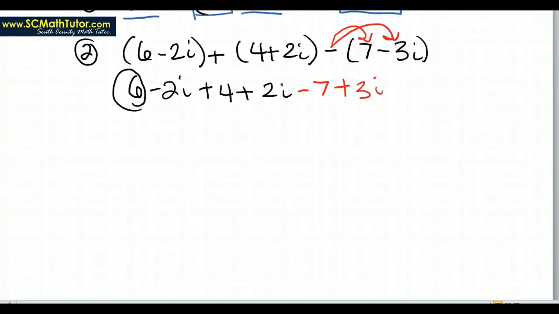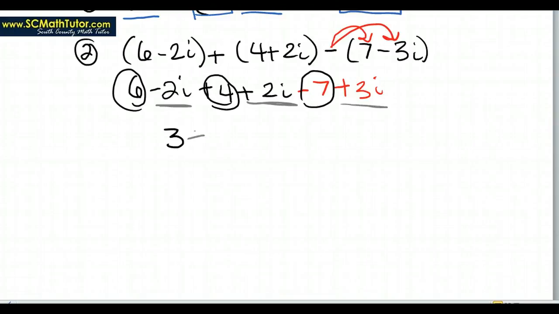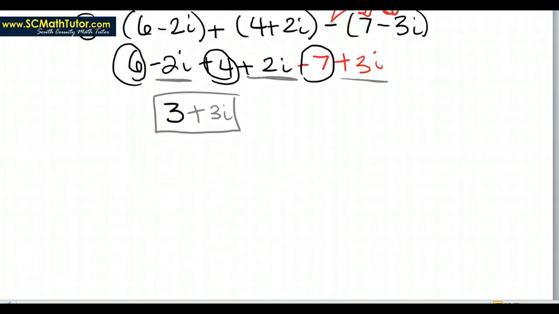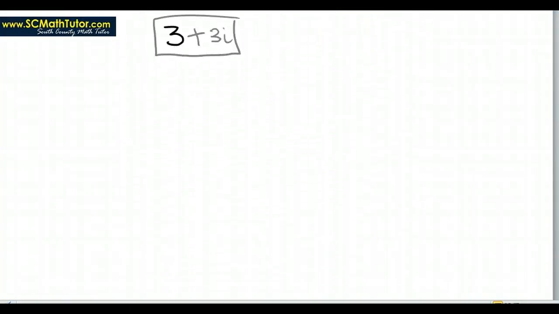Once you do that, you can combine like terms. Reals go with reals, so 6 plus 4 minus 7. 6 plus 4 is 10, minus 7 is 3. Now we do the imaginary. Negative 2i plus 2i is 0i, plus 3i, so that's plus 3i. Your final answer is 3 plus 3i. Again, I'm not going to do that many examples because if you have the skills to combine like terms, which by this time in your algebra you should have, you can do this on your own.